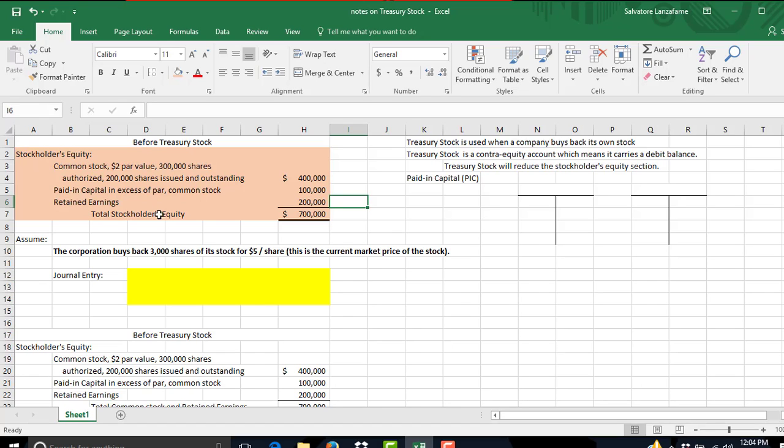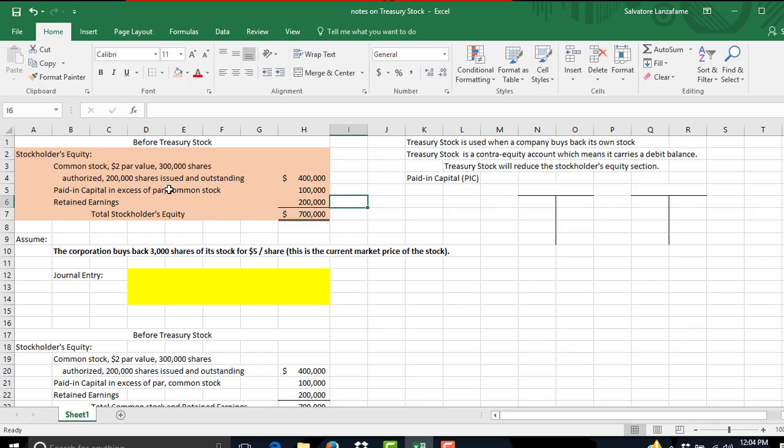to look at. And you can see here we got common stock, $2 par value. There's 300,000 shares authorized, 200,000 shares issued and outstanding. So this 400,000 that you see there, basically that's attained by taking the $2 par times what is actually outstanding. So 2 times the 200,000, that's where the 400,000 came from.